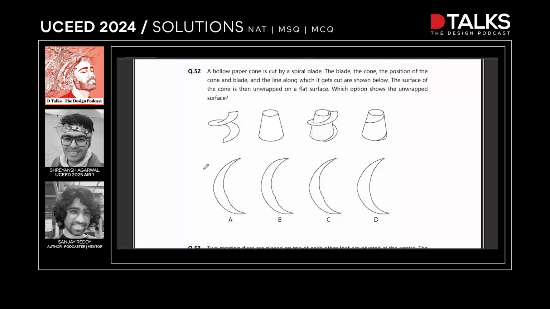Okay. A hollow paper cone is cut by a spiral blade, leaving the cone. The position of the cone and blade, and the line along which it gets cut, are shown below. The surface of the cone is then unwrapped on a flat surface. Which option shows the unwrapped surface?